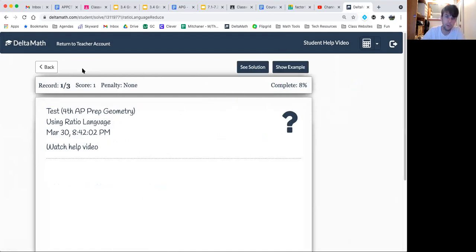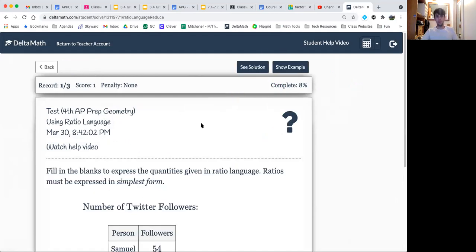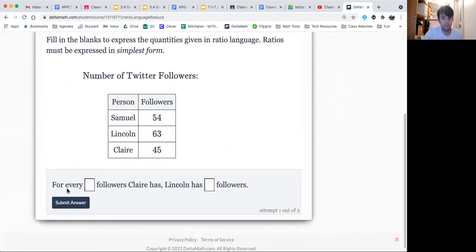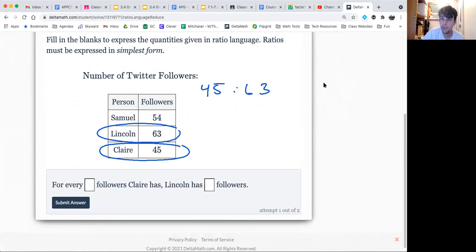All right, let's go ahead and do one more of these. Number of Twitter followers. For every blank followers Claire has, Lincoln has something. So we're comparing Claire and Lincoln. So that's 45 to 63. Again, we can do this as a fraction if we prefer it that way. And we need to reduce these.